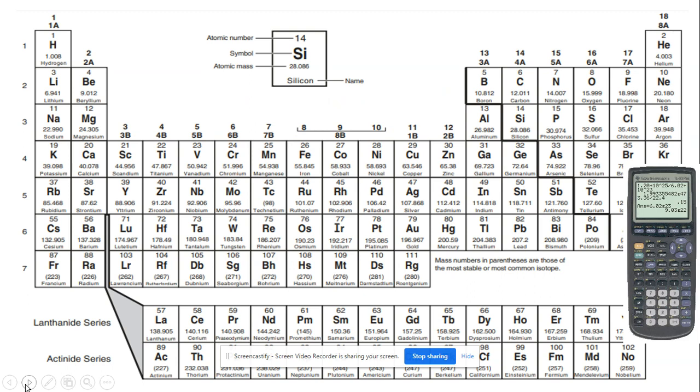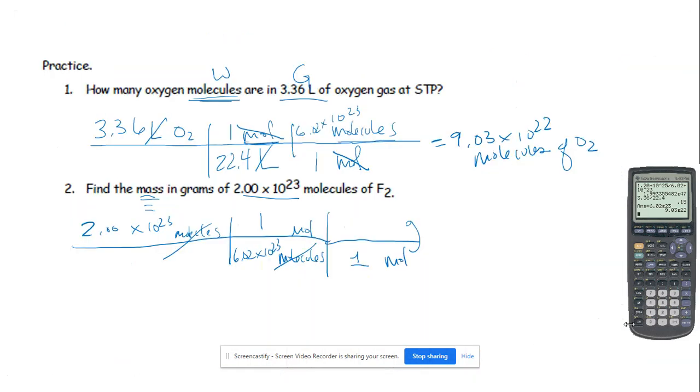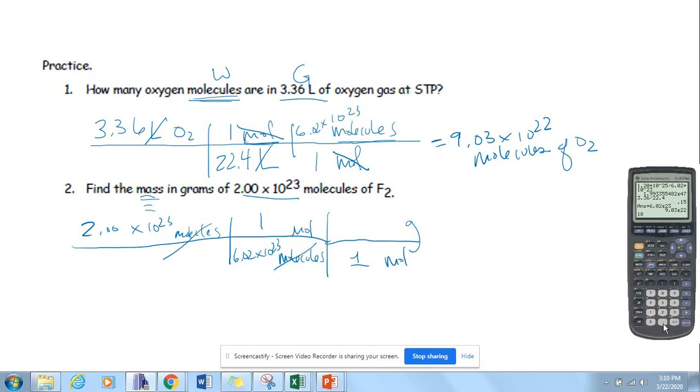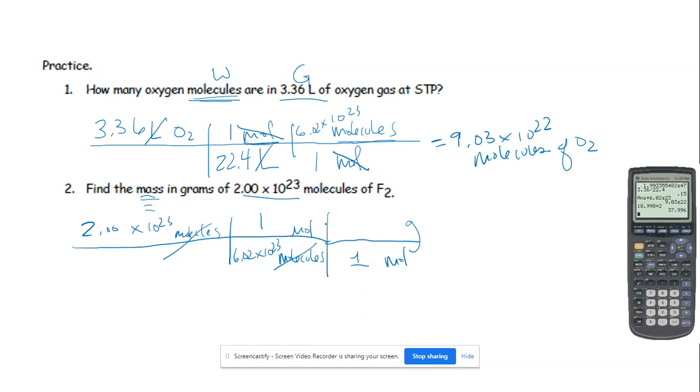So here we are, fluorine is 18.998, but I have F2, so I'm going to take that 18.998 and multiply it by 2. That will be the mass of fluorine. So we get 37.996 grams per mole.